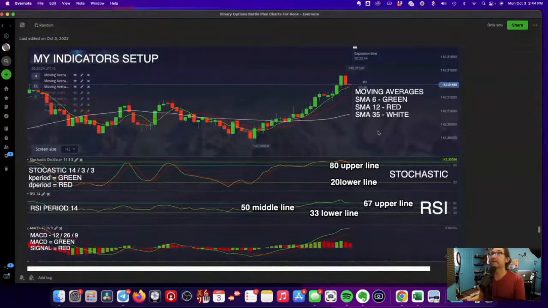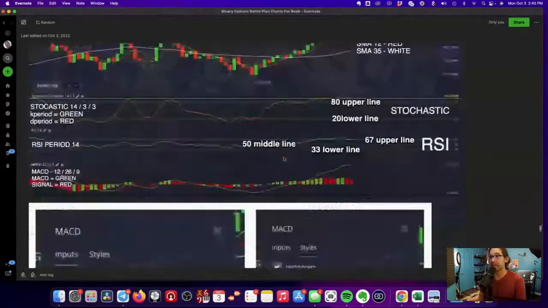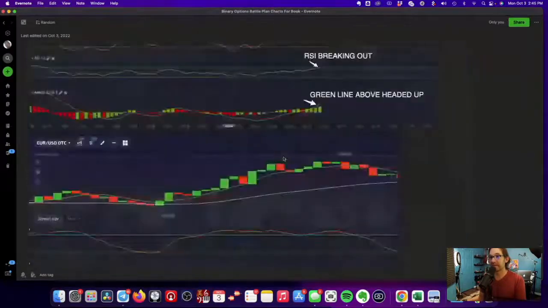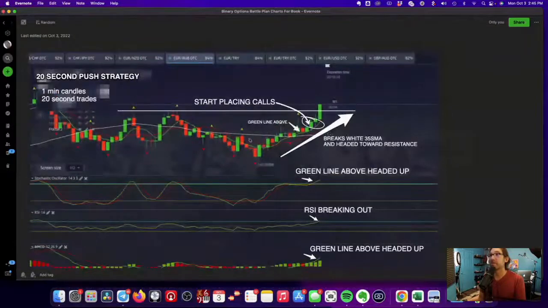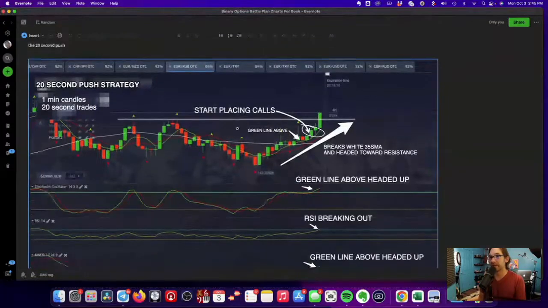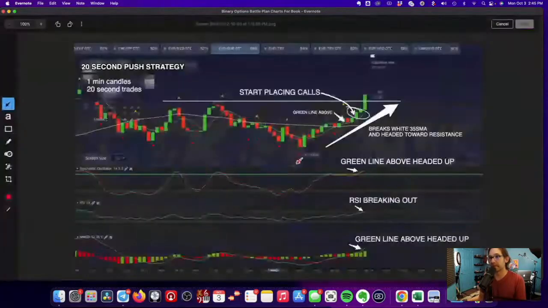So all of this makes sense. You can pause the screen and set up your indicators if you want to. But here's the screen that you would set up your indicators: stochastic, your MACD, and your moving averages. We're in 1 minute candles. And what we're going to be doing is taking 20-second trades, okay? And here's basically the whole method sort of drawn out. And this is part of the new book that I'm writing that's coming out very soon. Hopefully in the next month or so, the new book is coming out.